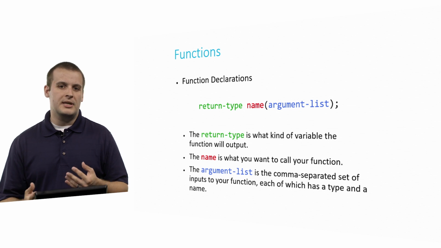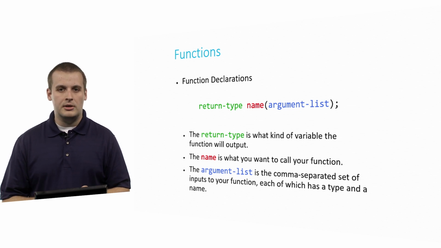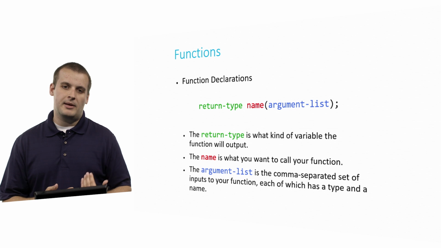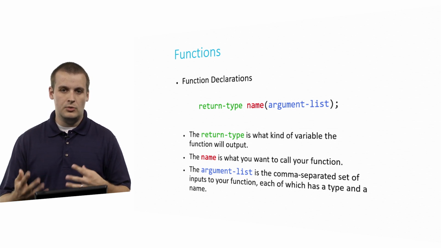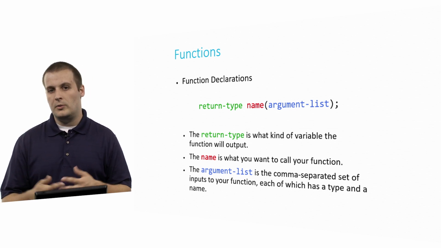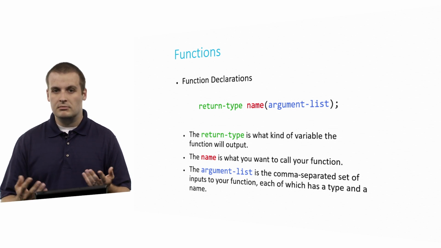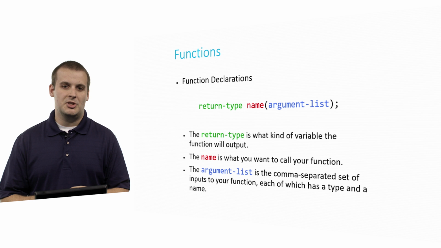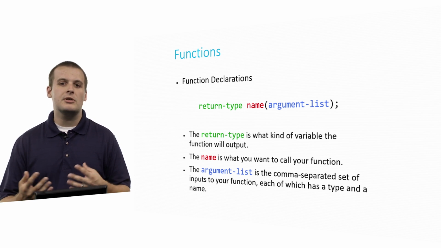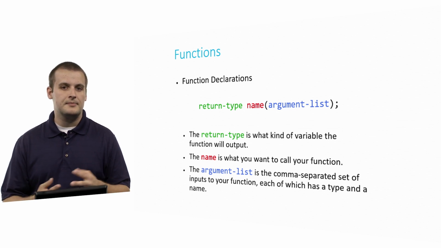Now, the return type is what kind of variable the function will output. So for example, if we think back a minute ago to the multiplying two numbers function, what do we expect if we multiply an integer by an integer, the output will be? Probably an integer, right? Multiplying two integers together, you get an integer. So the return type of that function would be int.